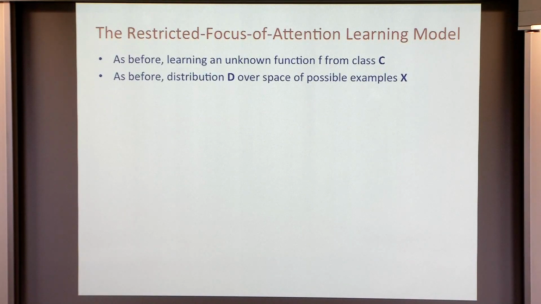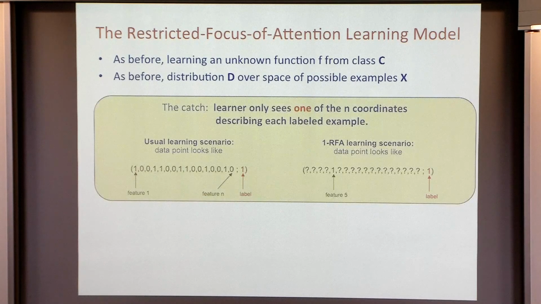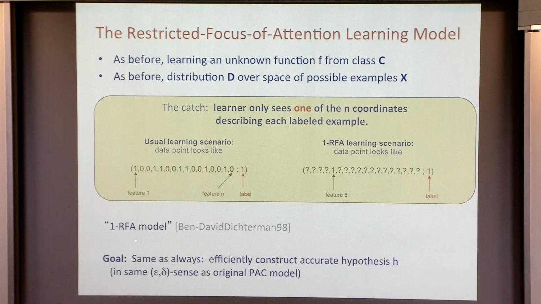It's sometimes referred to as the restricted focus of attention, or RFA learning model. I'll explain it in this slide. As before, we're trying to learn an unknown function f from this class C of known functions. As before, we have a distribution over possible examples. But what really changes is that now, in the so-called 1-RFA model, which is the most intensively studied model, the learner doesn't see all n coordinates of any given data point. Instead, the learner only sees 1 coordinate of the data point.